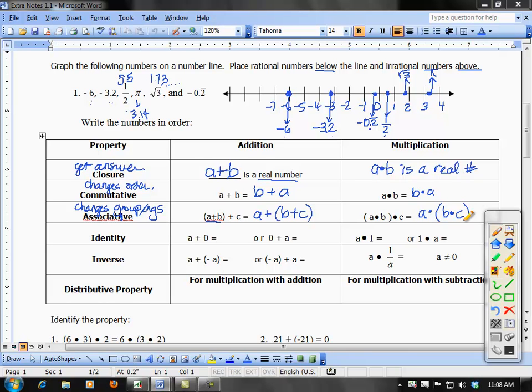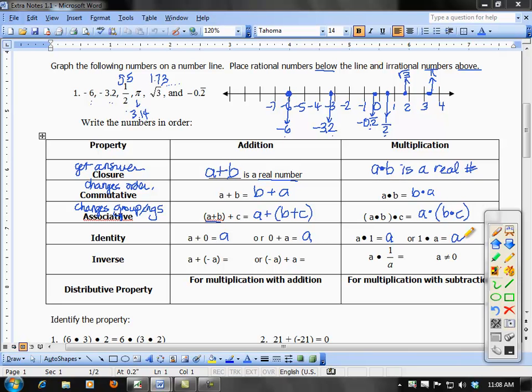And again, all it does is change the groupings. The identity basically says that if I do not change the number, whether I add or multiply by a number. If I add 0, I know that I'm going to get the original number out. Or if I do 0 plus a, again, I know I'm going to get the original out. Same thing with multiplication. In order to get the original, I have to multiply by 1 in any order. And we show you both orders again to reiterate the commutative property.